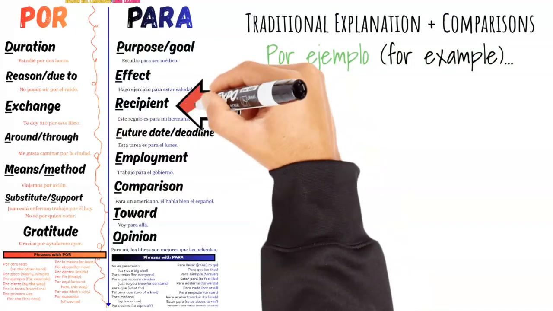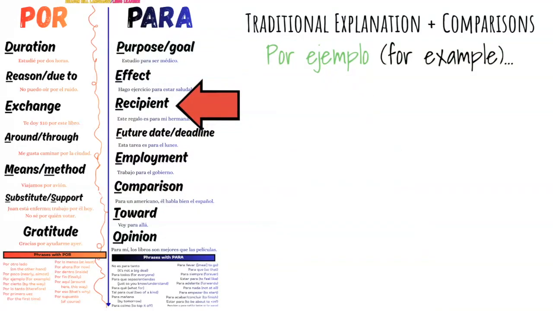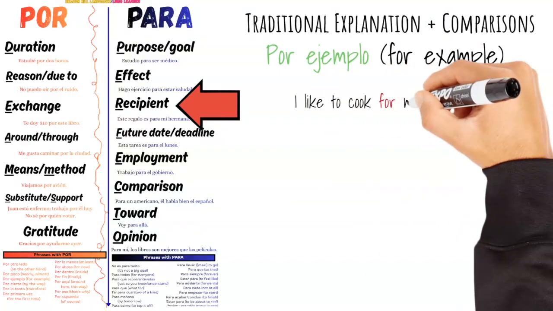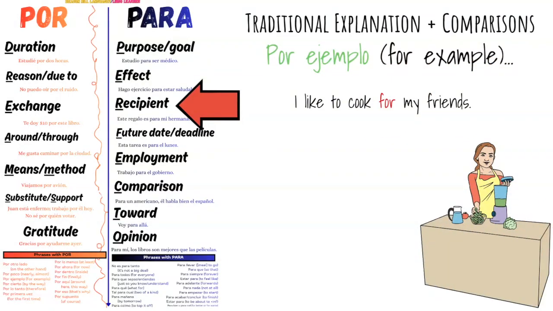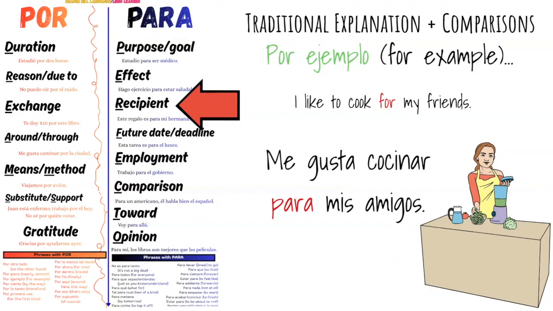We use para for intended recipients. Este regalo es para mi hermana. This gift is for my sister, as in she's the recipient of the gift. How would you say, I like to cook for my friends? That's right. Me gusta cocinar para mis amigos.